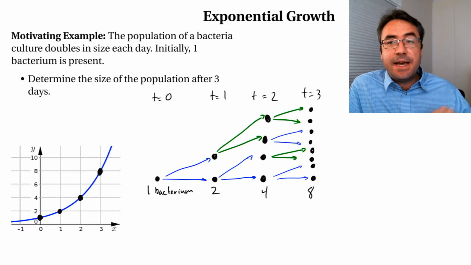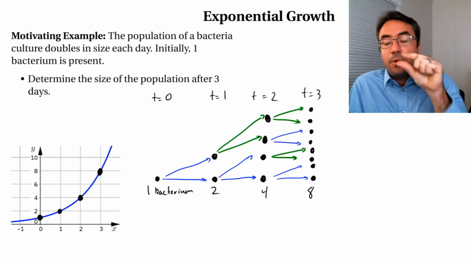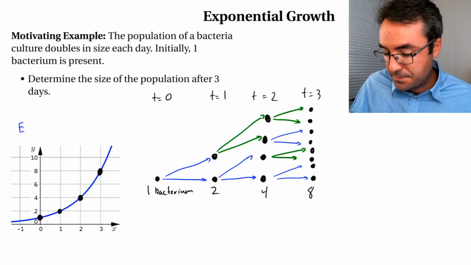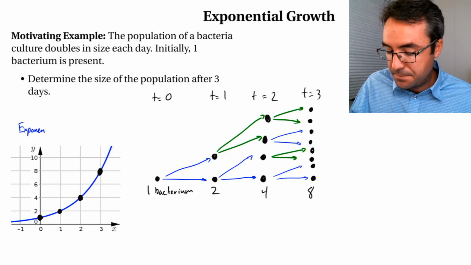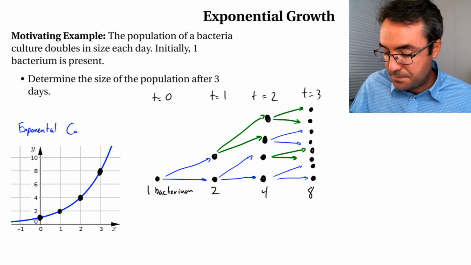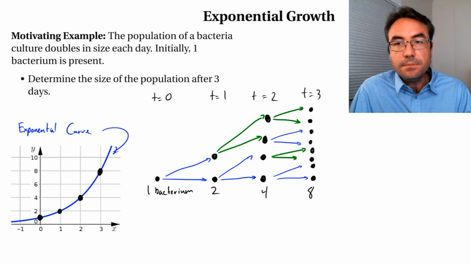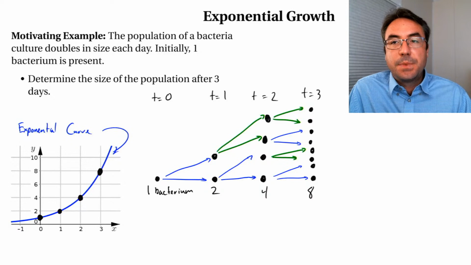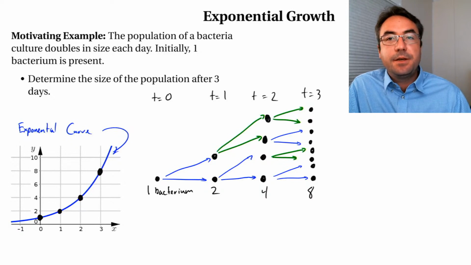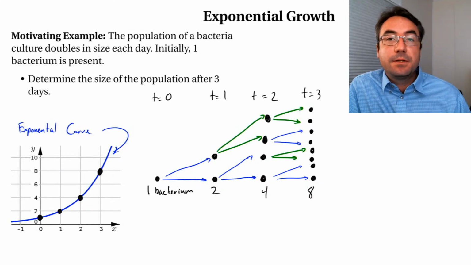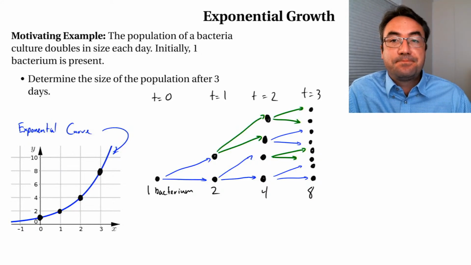And what we see is that these data points fit an exponential curve. So what we're going to see in a few seconds is that this population is experiencing what we call exponential growth. So its data points fit along an exponential curve.